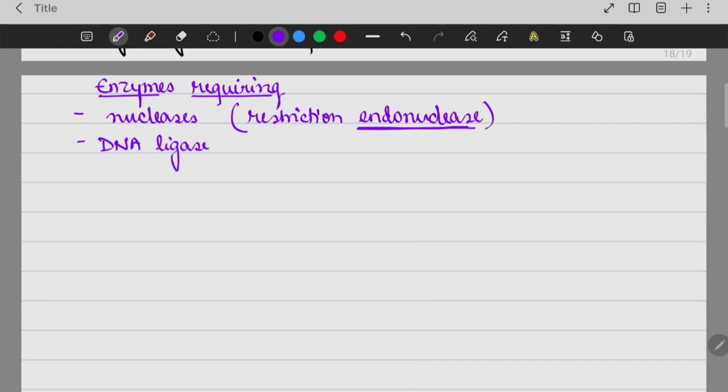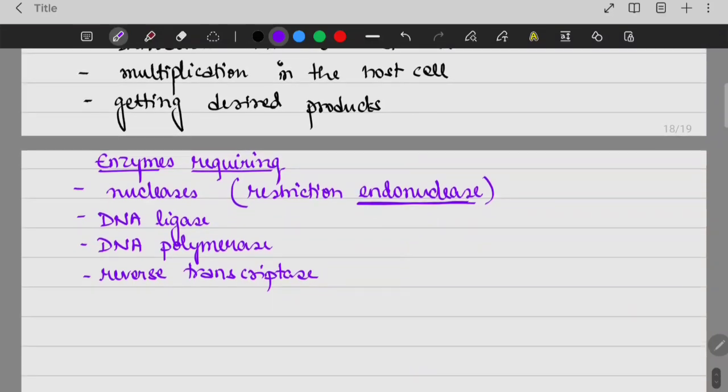Ligase means ligation of the DNA with the vector DNA. Then the DNA polymerase for the replication of the desired or the recombinant DNA. Reverse transcriptase may be required for changing the desired RNA product into the DNA product. So these are basically the enzymes which we are requiring. Now each and every step I will be discussing here.